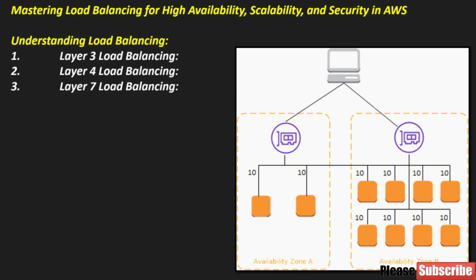The third is layer 7 load balancing. This is load balancing at the application layer, which involves considering application-specific data instead. This enables intelligent routing decisions that are based on content, enhancing both the security and the scalability of complex applications.